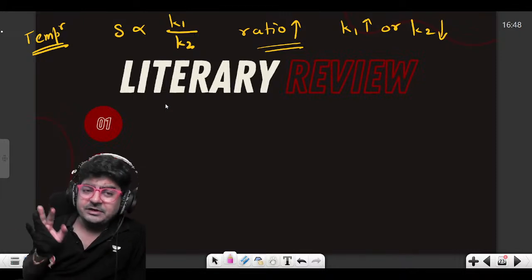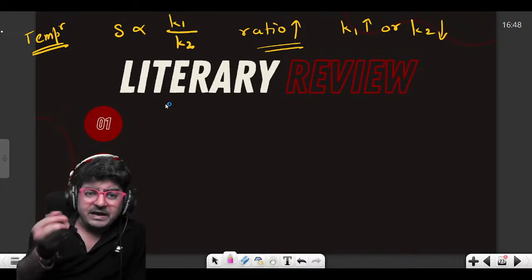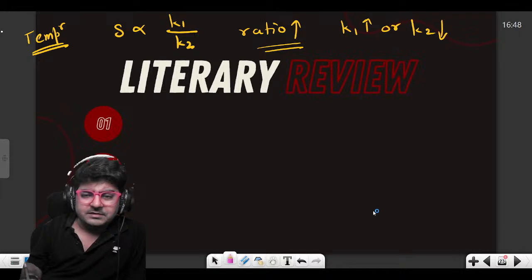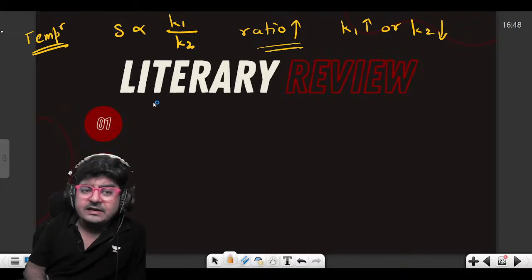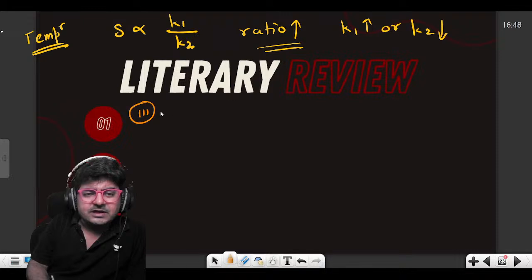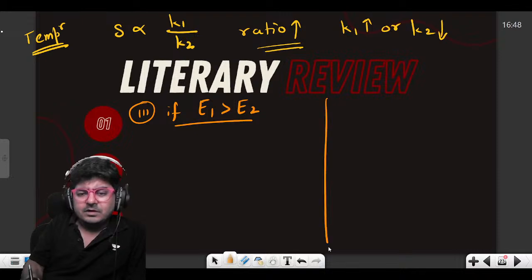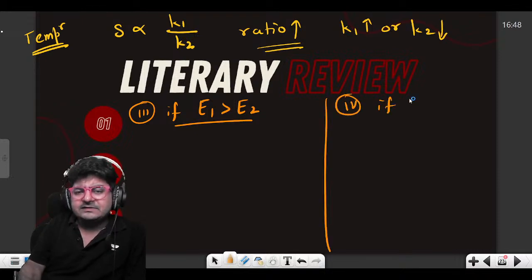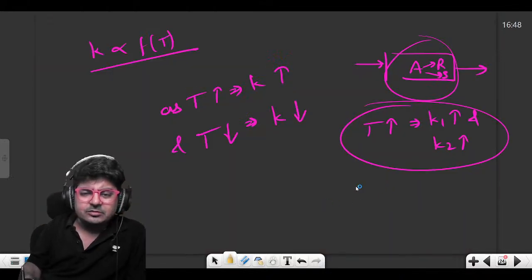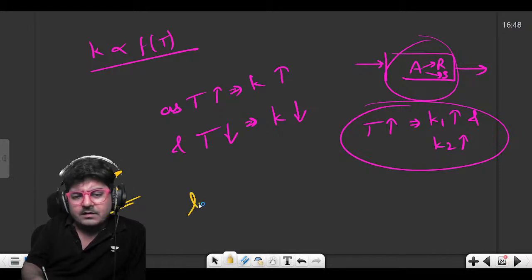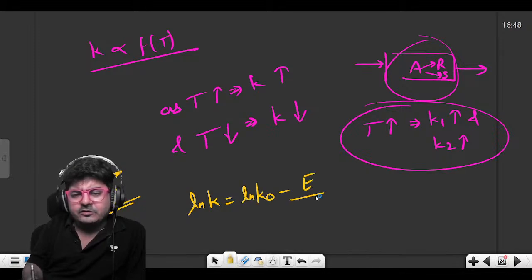अब यहाँ पे दूसरा पॉइंट आ जाता है activation energy. K is a function of temperature, but K also depends on activation energy. If activation energy is variable. ठीक है. अब यहाँ देखते हैं. यहाँ पे हमारा थर्ड केस हो जाता है E1 is greater than E2, एंड फोर्थ केस हो जाता है इफ E1 is less than E2. यहाँ पे आप एक चीज तो समझते हो, एज पर द आर्हेनियस थ्योरी, ln k is equal to ln k naught minus E over RT.